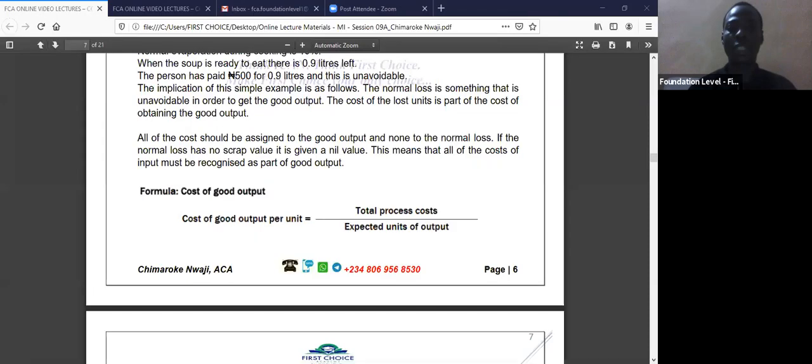All right. So we now said that the cost per unit is going to be your total process costs, all the things you put into the process, divided by your expected output. And what will be your expected output? Your expected output will be your input minus your normal loss. That will give you your expected output, which is your denominator here.